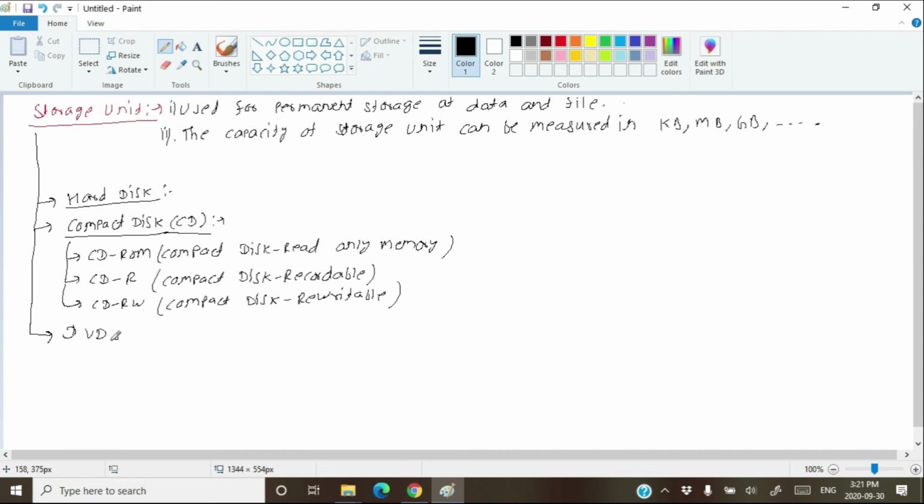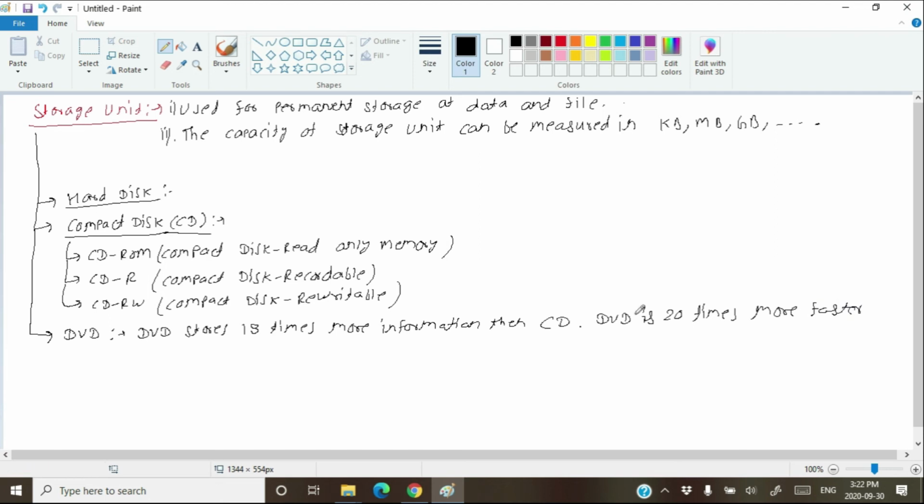DVD means digital versatile disc. DVD stores 15 times more information than CD, and the DVD is 20 times faster than CD. So the storage capacity of DVD is much more than CD, but the DVD looks like CD.